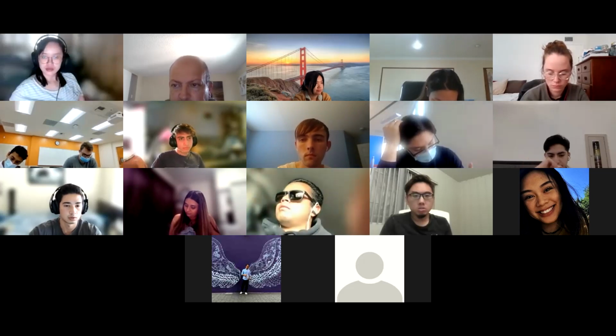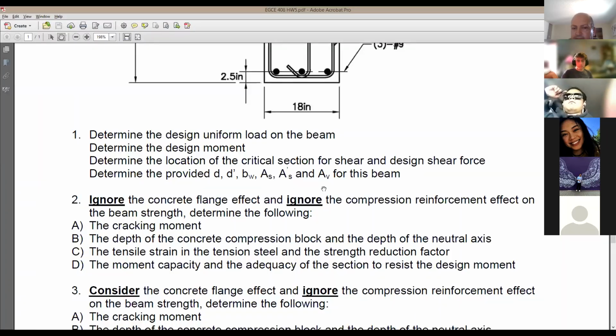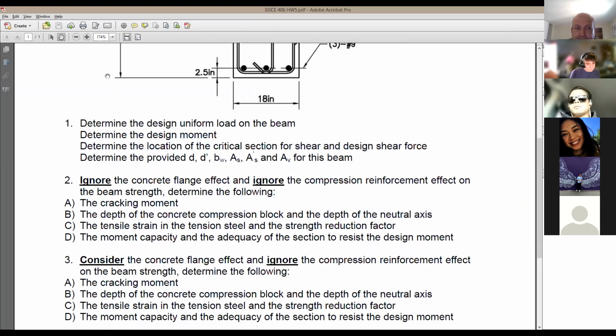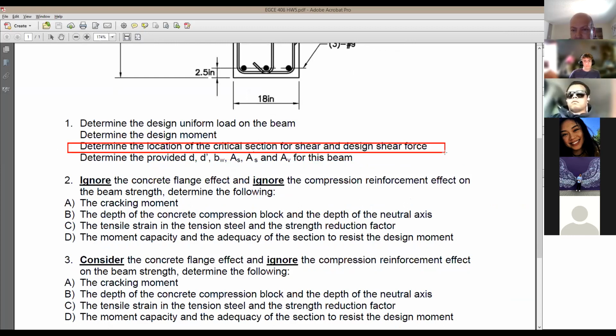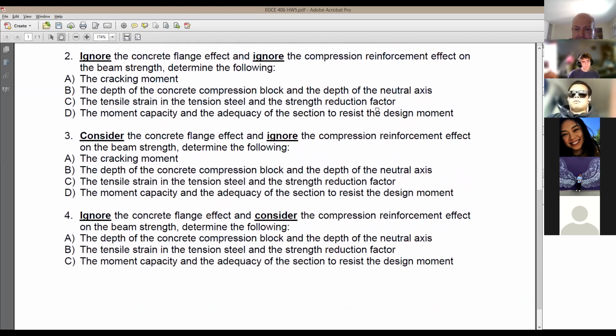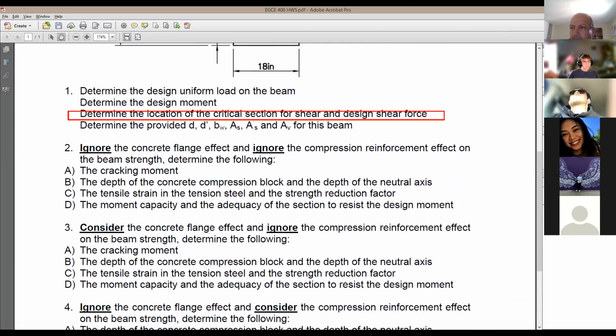Here's your homework. It says here, determine the location of the critical section for shear and the design shear force. To be able to answer this, you need to listen carefully to what is coming in a minute from now, which is this section here. All right, we're going to be working on those. So okay, good.